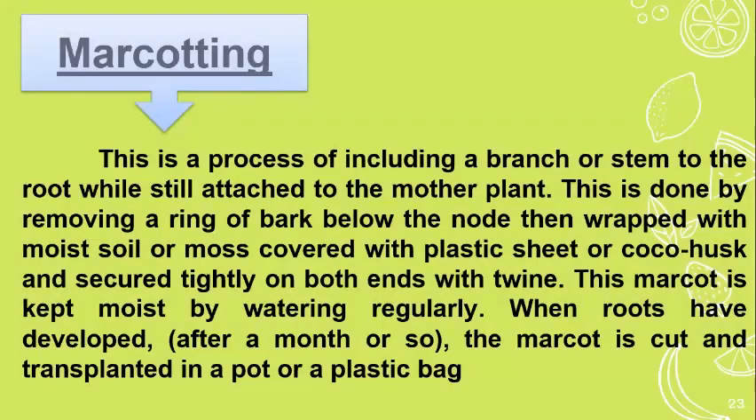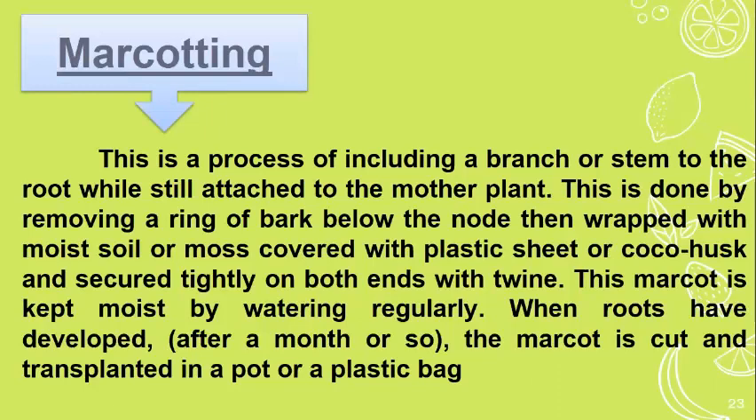Let's proceed to the next. That's marcotting. This is the process of inducing a branch or stem to root while still attached to the mother plant. This is done by removing a ring of the bark below the node that's wrapped with moist soil or moss, covered with plastic sheet or coco husk, and secured tightly on both ends with twine.